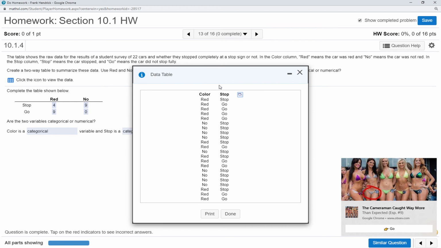So they marked them out according to categories in here. So you have red and no, red and no, red and no.